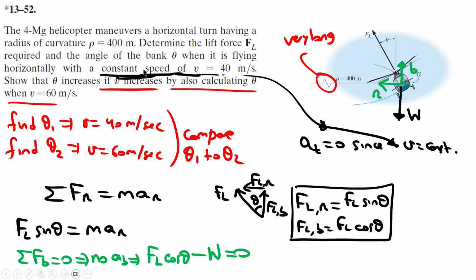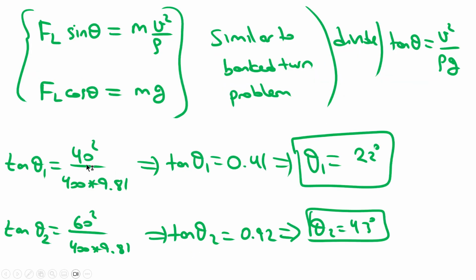Okay, let's see what the question says. If v increases, does theta increase or not? You can see that if we increase v from 40 to 60, theta increases from 22 to 43. That works.